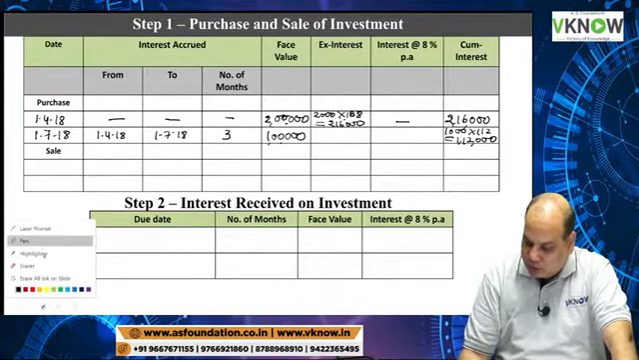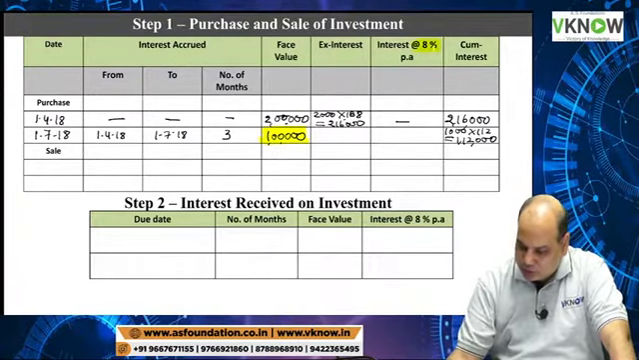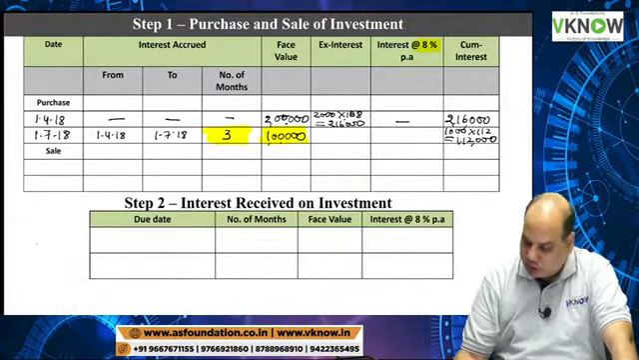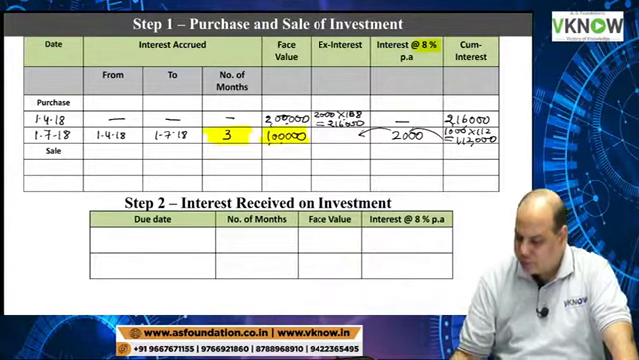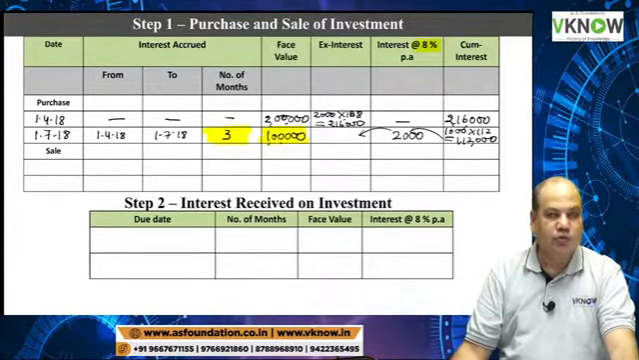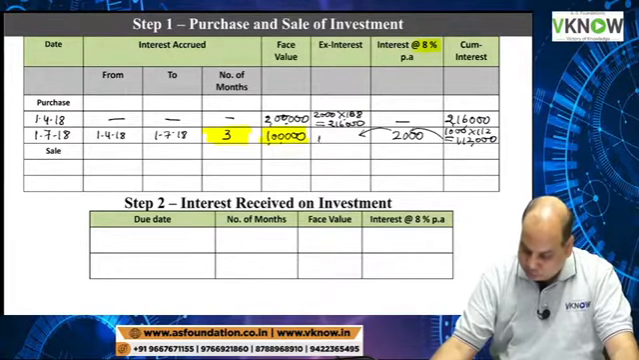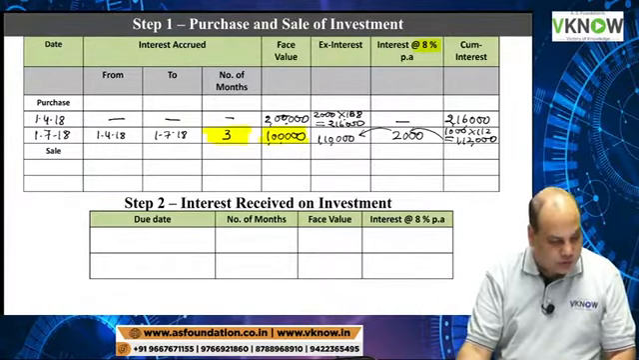But now you have to calculate interest on 1 lakh at 8% for 3 months. 1 lakh into 8% into 3 by 12. That interest amount is 2000 rupees. Move backward here. 1,12,000 minus 2000, so that your ex interest amount will be 1,10,000.